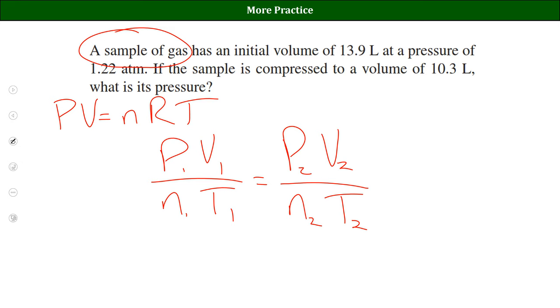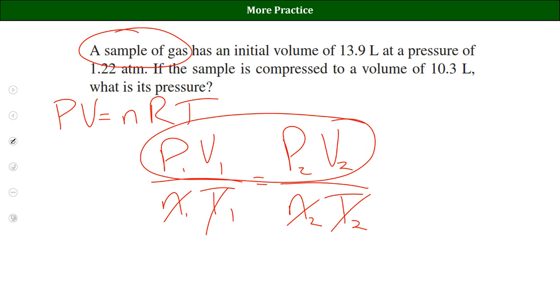So if moles is a constant, boom, cancel out moles. Temperature is a constant because we're not given any information about it. Boom, cancel out temperature. We're just left with P1, V1 equals P2, V2. Plug it in and solve. Right? But it always comes back to this basic form of the equation, which is really the same as the ideal gas law. Okay?